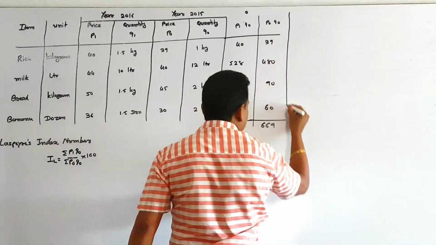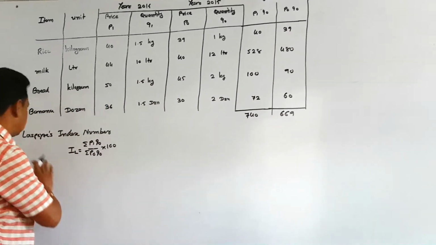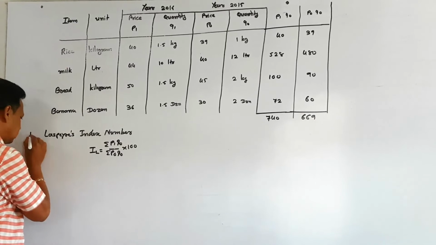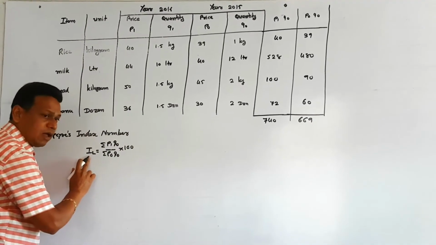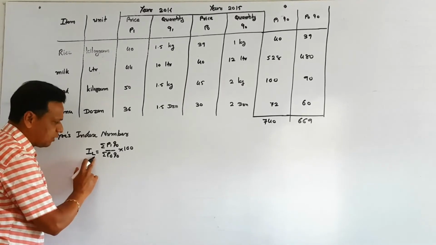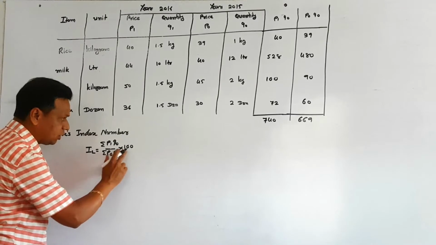By making these two columns, we are able to get the index number of Laspeyres. So here we have to mention the first index number, Laspeyres's index number. The formula we have to mention here: sum of P1 Q0 divided by sum of P0 Q0 into 100.